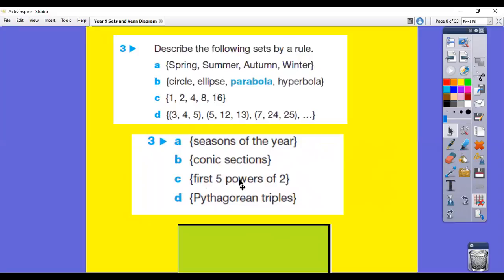C is the first 5 powers of 2. So remember, that's 2 to the power 1, 2 to the power 2, 2 to the power 3, and so forth. And then the last one is the Pythagorean triples, which we've not seen Pythagoras yet. Hopefully we'll have a look at it before the end of the year. But basically these 3 numbers here in a right angle triangle, if I add up these 2 sides squared, they will equal the length of this side squared.